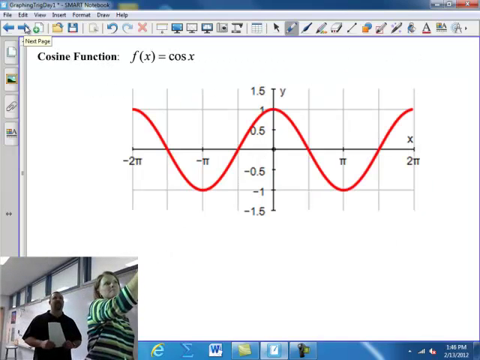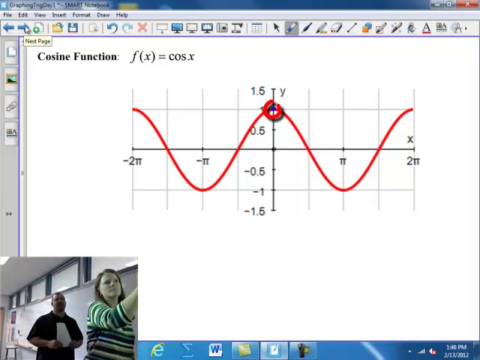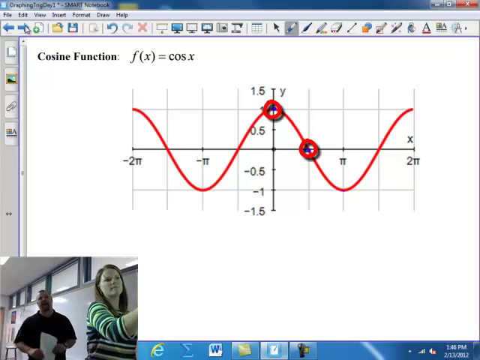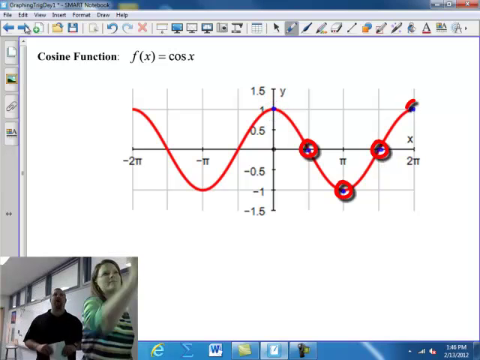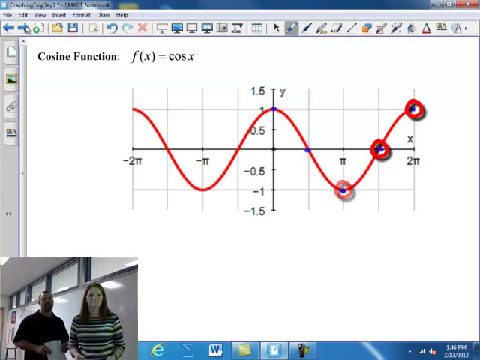Cosine looks very similar, but we're going to start at 0, 1. Then pi over 2, 0. Pi, negative 1. 3 pi over 2, 0. And 2 pi, 1. And again, these points come directly from the unit circle. We're just putting them now on graph paper.